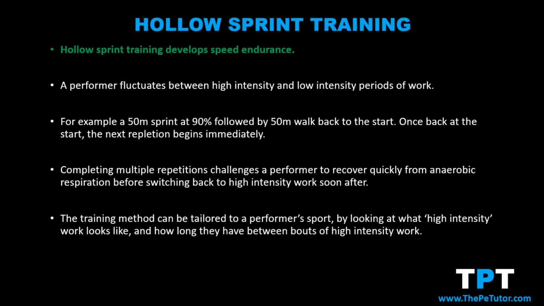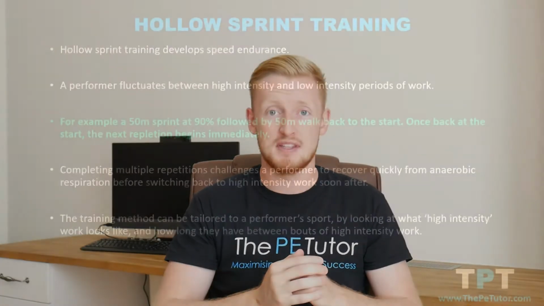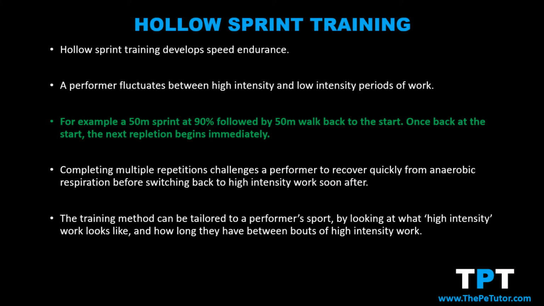Our second method of sprint training is hollow sprint training. This method is suited to develop speed endurance. It involves the performer fluctuating between high intensity and low intensity periods of work. An example could be that a performer completes a 50-metre sprint at 90% of their maximum intensity, followed by a walk back to the start.